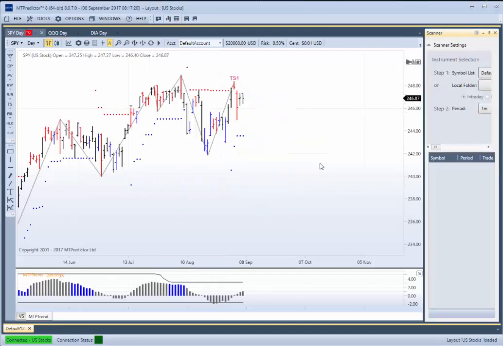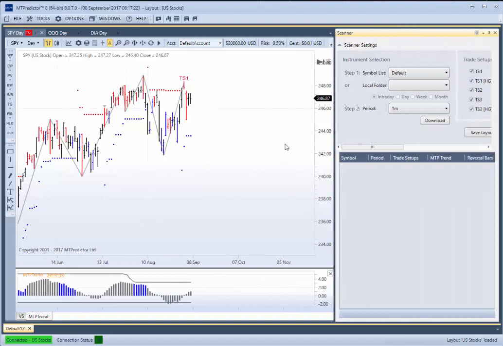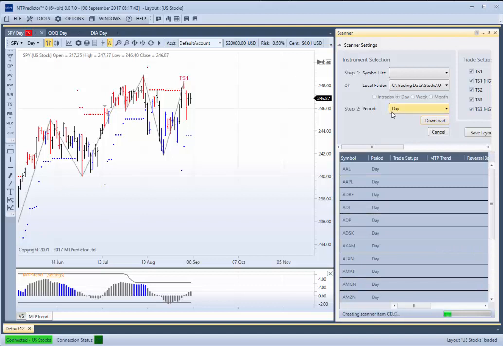This is dead easy in our MTPredictor version 8. I'm using end of day data from our recommended end of day data provider, which is Norgate. So for this I'm just going to scan a local folder, which is where our data is stored, and here I'm going to scan the folder I have, which has got the Nasdaq 100 stocks in. So I'm just going to select that and then just do download. I'm going to do it on a daily basis. In other words, we're using daily data.